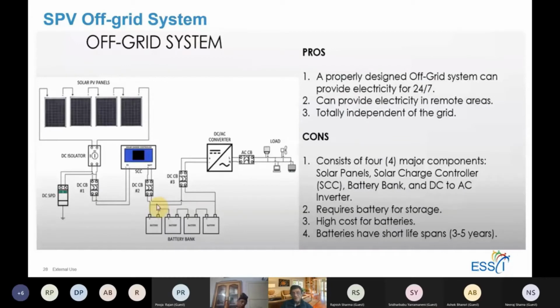Okay, and it requires batteries for storage, and the batteries can be very costly. Okay, it can be as costly as the rest of your system, and batteries have a very short lifespan. Okay, if you're using lead acid batteries, they will not have a lifespan of more than 3 to 5 years. So you have to realize that the moment you go to off-grid, your ROI starts plummeting.